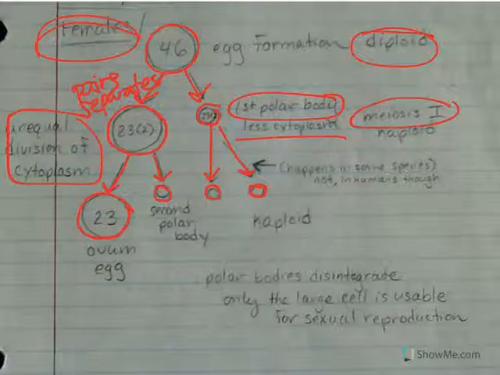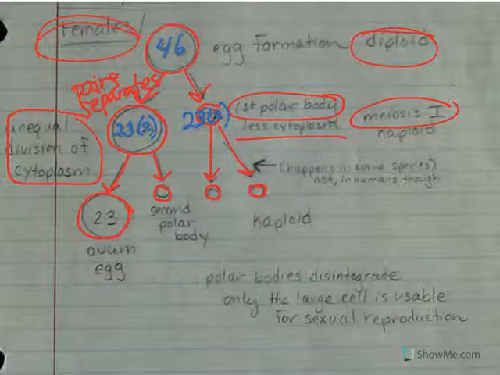Now if I look at my chromosome number, I start with 46. Then I end up with my 23. I still have my sister chromatids, so it's still times 2. Same thing here. I had 23 times 2. That divides again. I have 23 at the end.